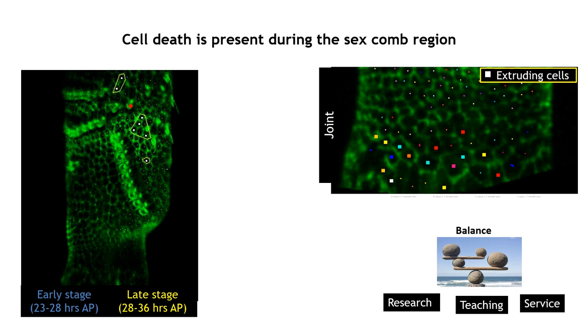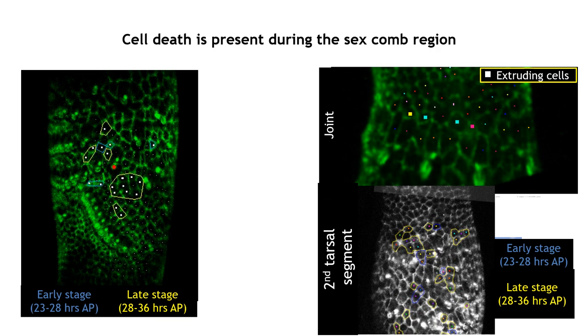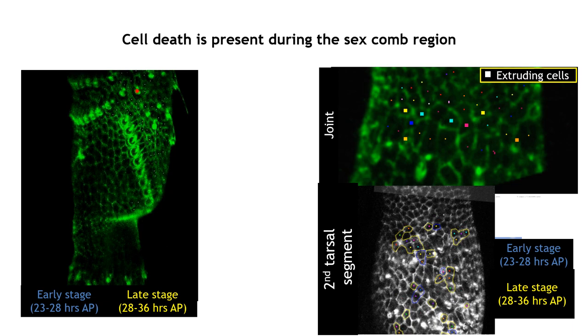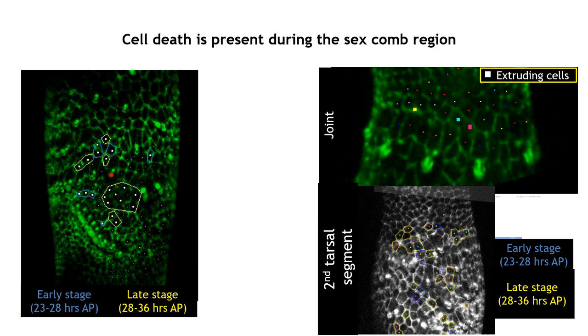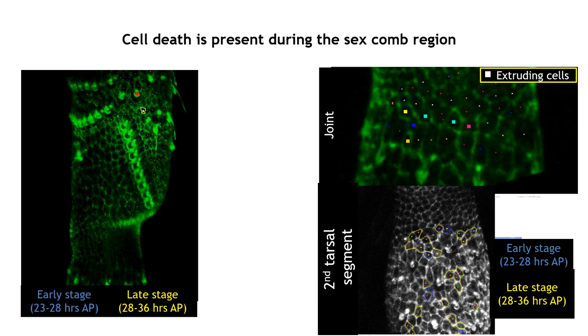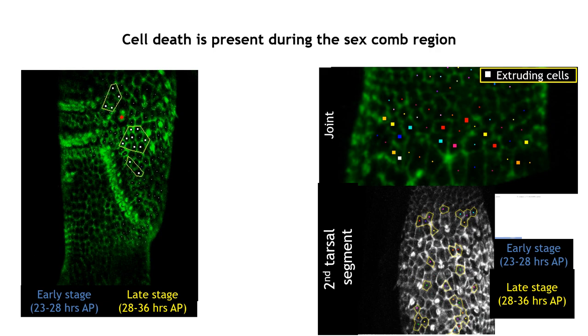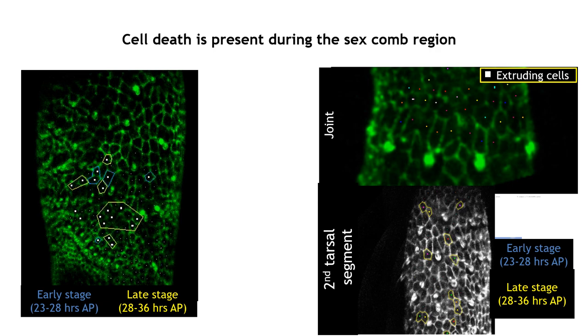And when you go here to the top, you label cells in that region higher to the sex comb, so that it would be this region. You also find a lot of crowding, a lot of cell delamination or cell extrusion or cell death taking place in those regions. So it seems that this is not because of the sex comb. It seems that it's again the same process that we have been finding everywhere.